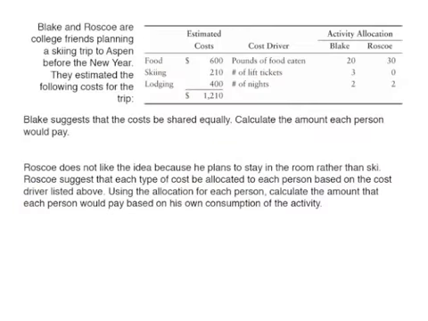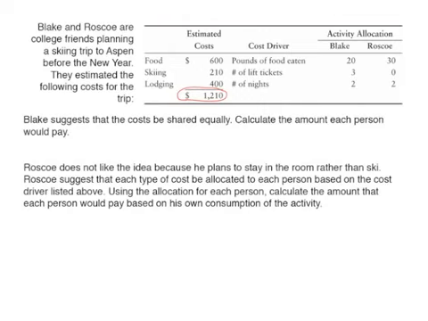So let's look at an example. We have Blake and Roscoe. They're college friends. They're planning a skiing trip to Aspen before the new year. And they estimated the following costs for the trip. So they think that their total estimated costs are going to be $1,210.